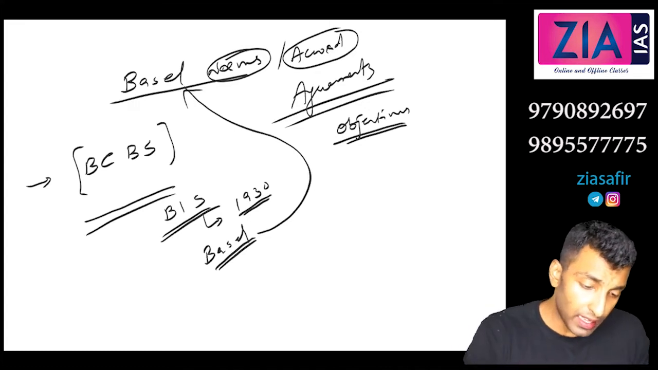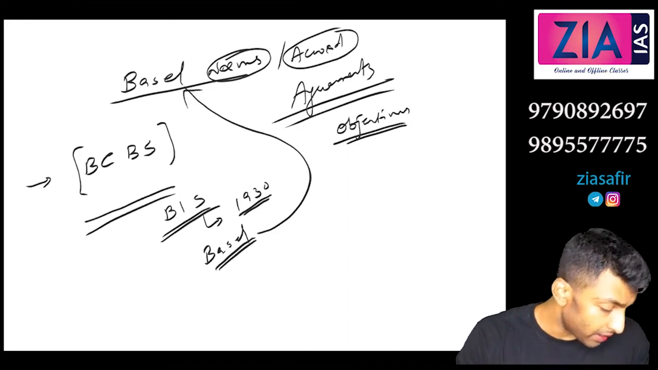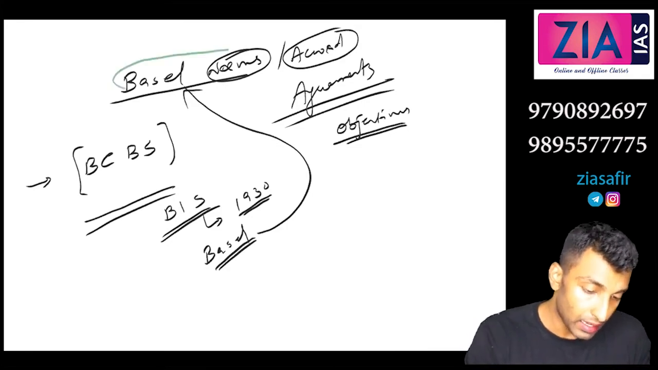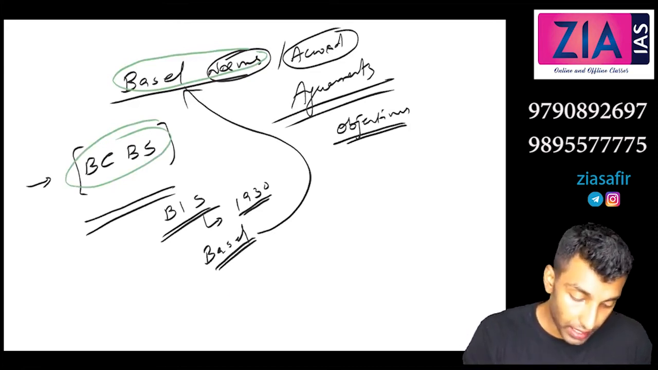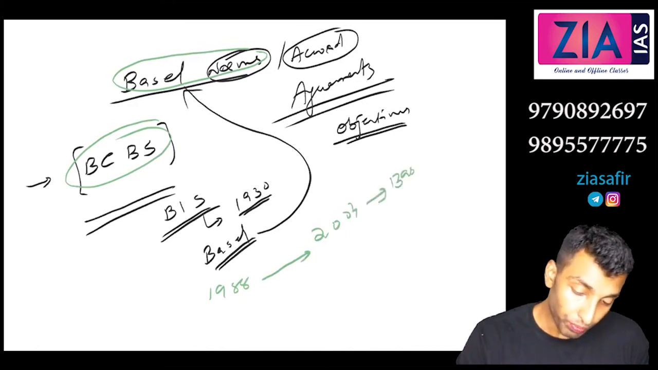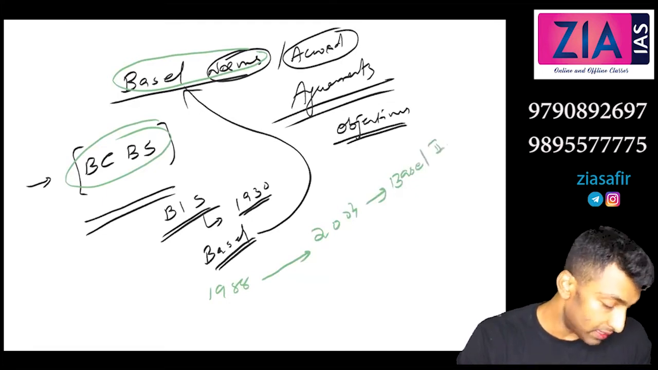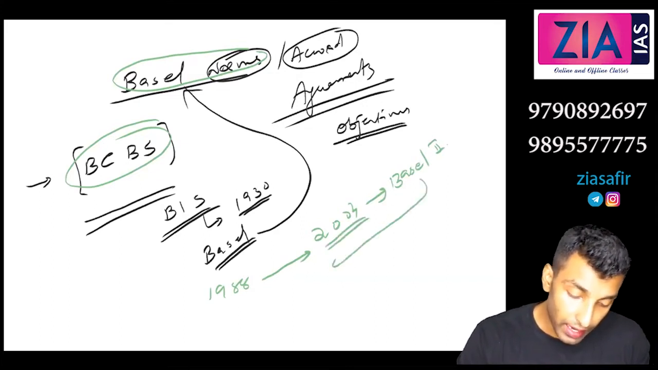These norms were drafted by the Basel Committee on Banking Supervision, BCBS, in 1988, and then revised in 2004 to Basel II. But still it was not able to contain the subprime crisis in 2008. There was a banking crisis in 2008, the subprime crisis.